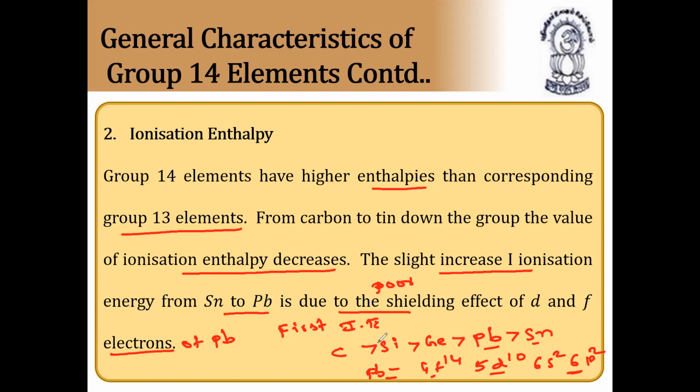So the ionization enthalpy for group 14 elements follows the order: carbon greater than silicon, greater than germanium, greater than lead, greater than tin. So this is the variation of ionization enthalpy. Please make a note of it. Very, very important in your classwork because they will ask these orders in the examination. When compared to group 14 elements, group 13 elements have lower ionization enthalpies. So group 14 elements have higher ionization enthalpies than corresponding group 13 elements within the period.